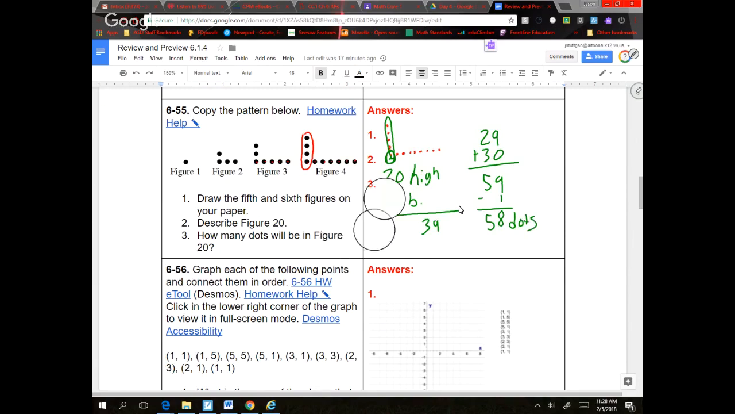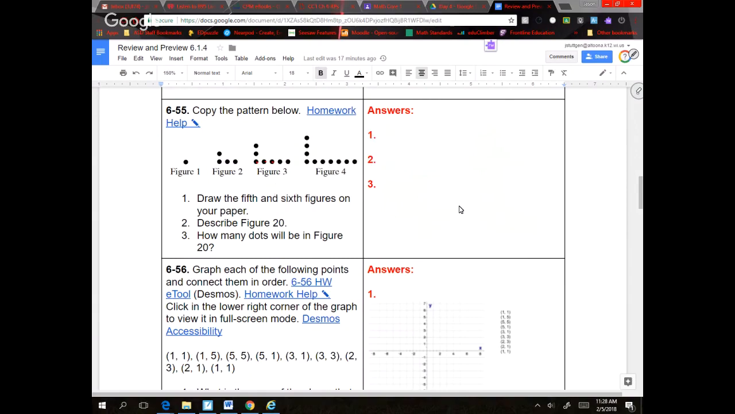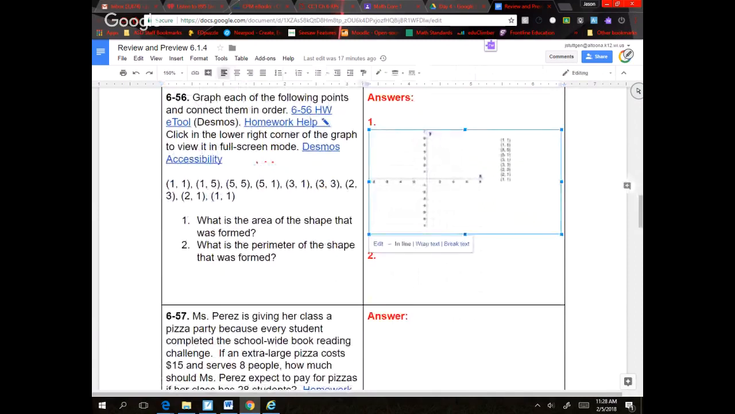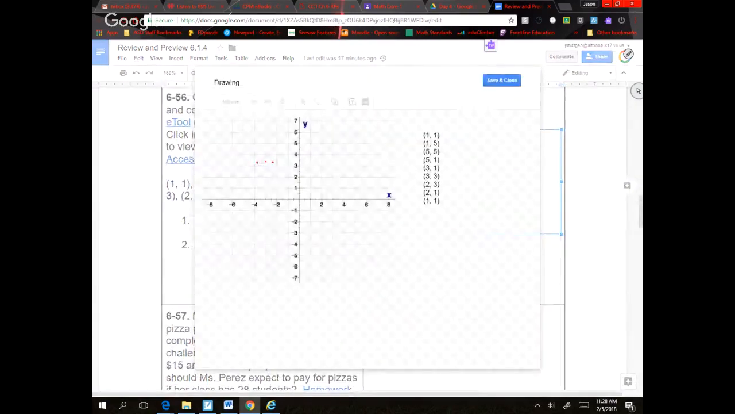All right. Going on to one of my favorites, graphing. I love graphing. Problem 56. First thing you had to do is graph, and then find the shape, and then find the area and perimeter. It's in drawing. If you open it up, it opens it up for you. So we have to plot the dots real quick. 1, 1. And then 1, 5.